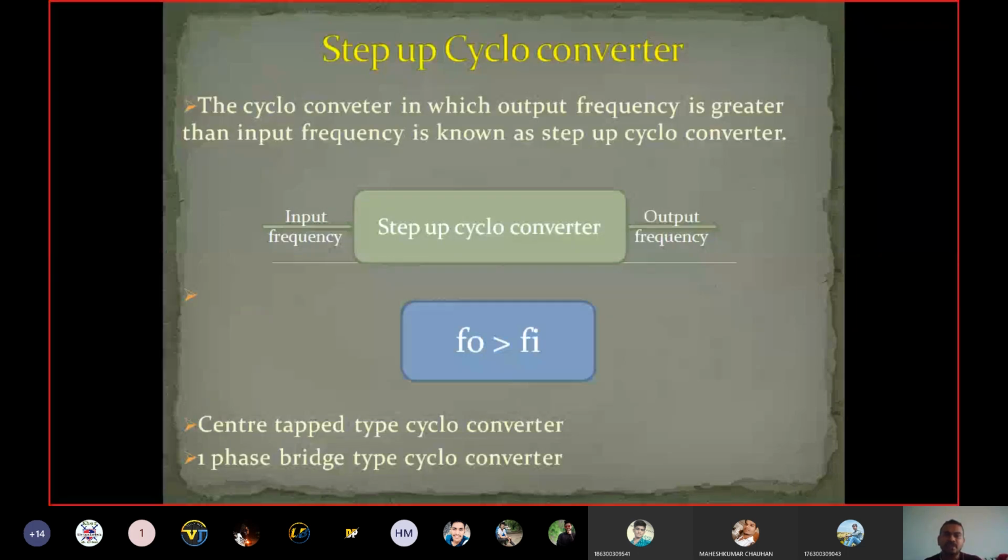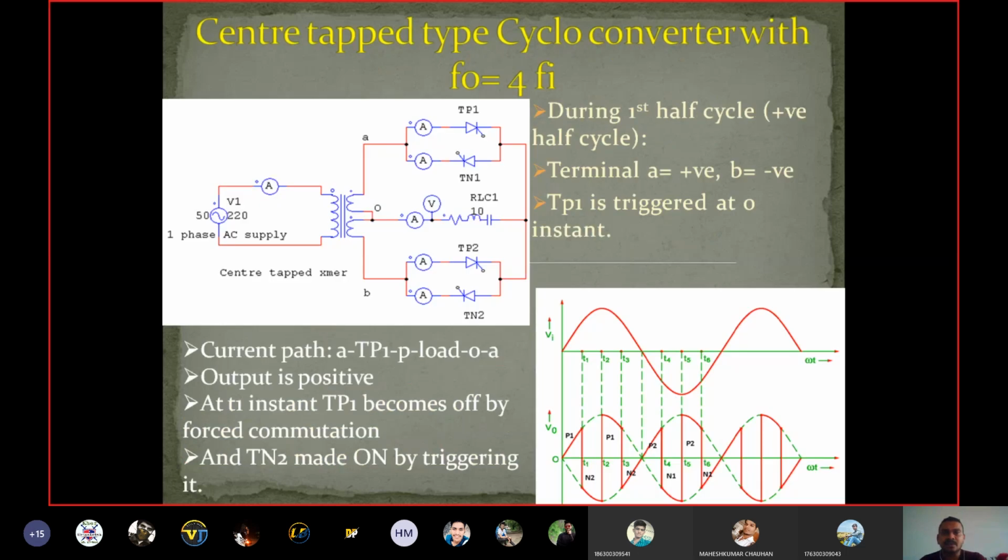So if we assume that the output frequency is f0 and the input frequency is fi, then f0 is greater than fi. So the cycloconverter in which output frequency is greater than the input frequency is known as a step up cycloconverter. Here we will discuss two types of step up cycloconverter. First one is the center tapped type step up cycloconverter, and second one is the single phase bridge type step up cycloconverter.